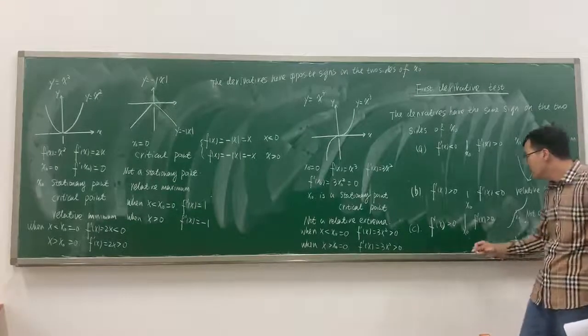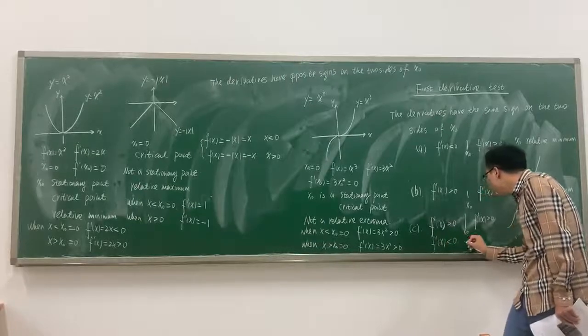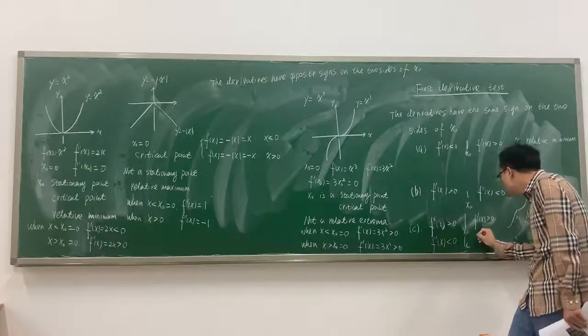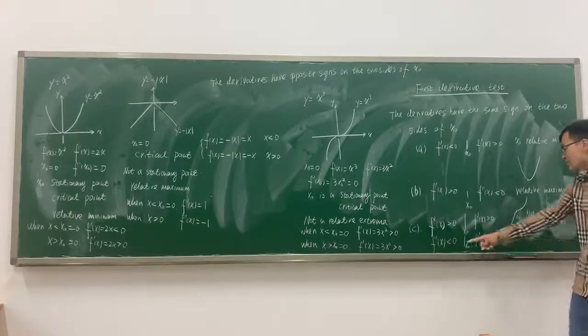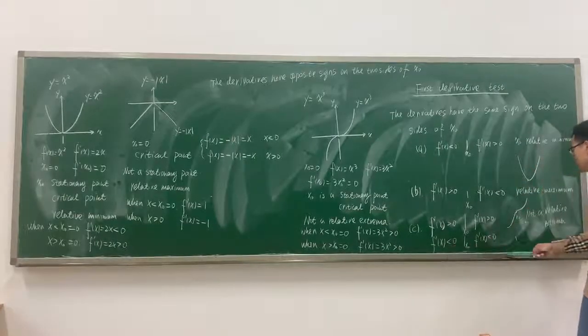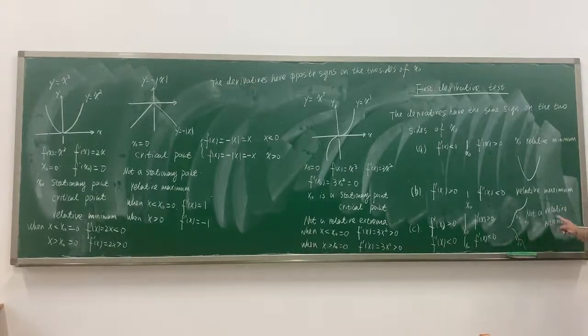And if the left is less than 0, the right is also less than 0. Less than 0 on the left means it's decreasing. Here is x0, and the right is also less than 0, which means it's also decreasing. So this point is also not a relative extremum.